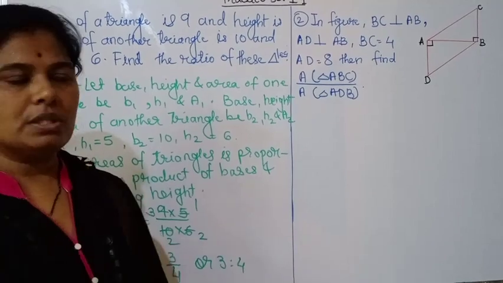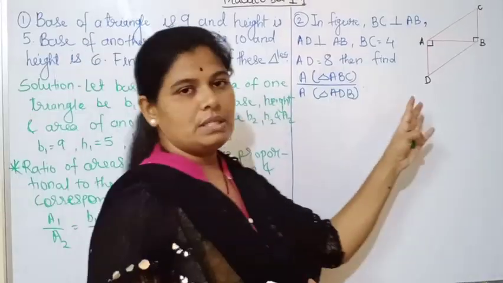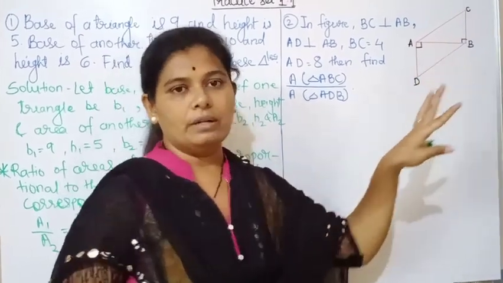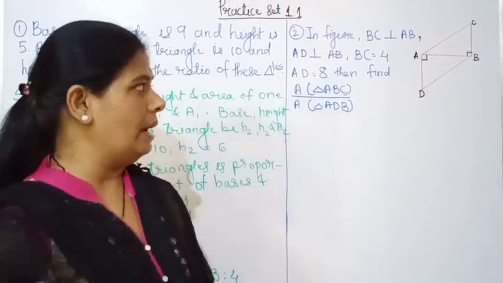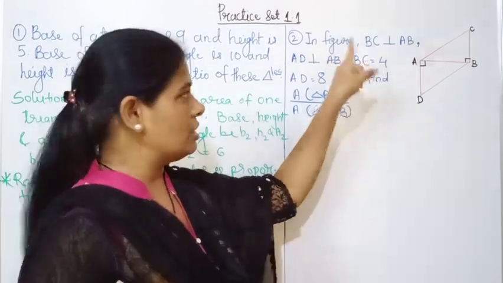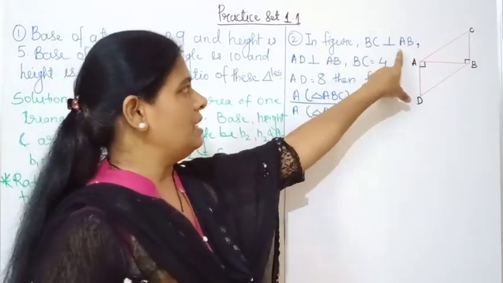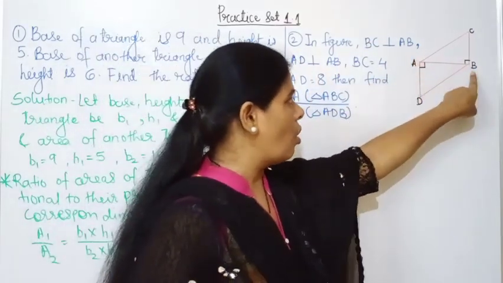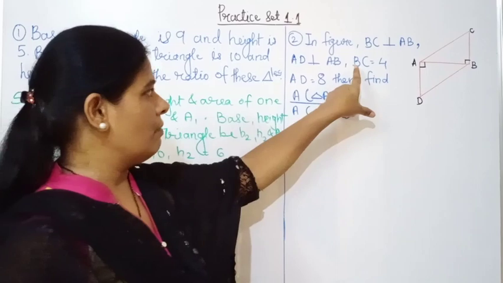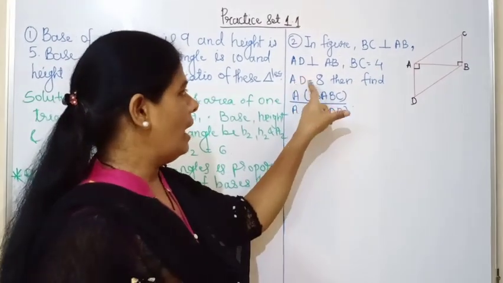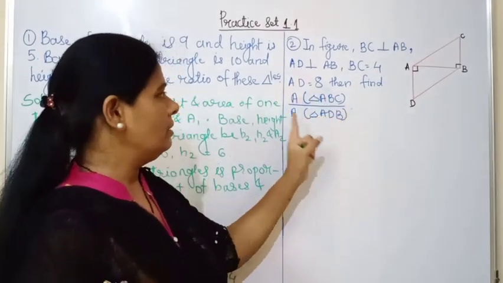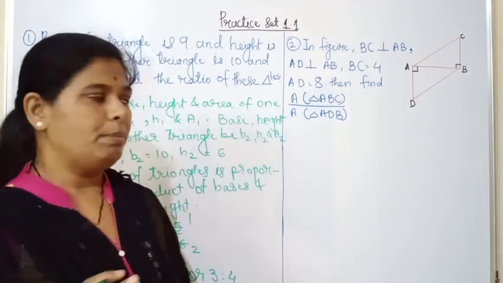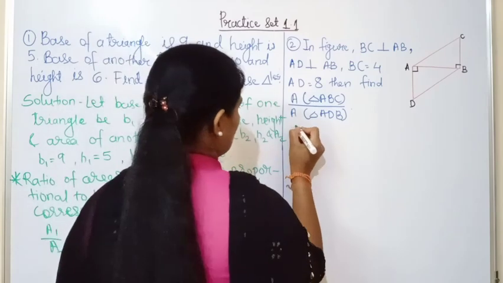Okay, now we'll move towards the second problem. As you can see, the second problem is the diagram which is shown. There are two triangles, that is triangle ABC and triangle ADB. In this diagram, what is given in the figure is that BC is perpendicular to AB, and also AD is perpendicular to AB, and the measurement is given BC equal to 4, AD equal to height. Then find the area of triangle ABC upon area of triangle ADB. Okay, now we'll go through the solution.